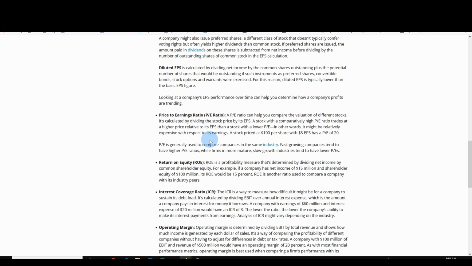A stock priced at $100 per share with a $5 earnings per share has a price earnings ratio of 20. PE is generally used to compare companies in the same industry. Fast-growing companies tend to have higher PE ratios, while firms in more mature, slow-growth industries tend to have lower price-earnings ratios.